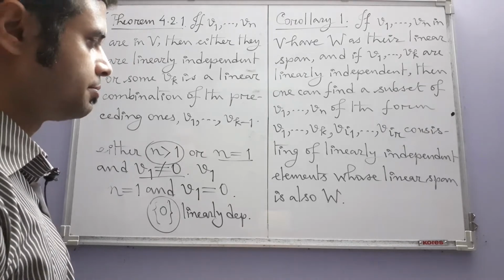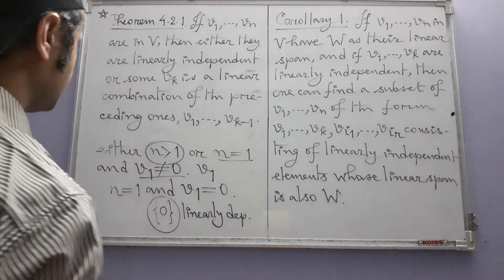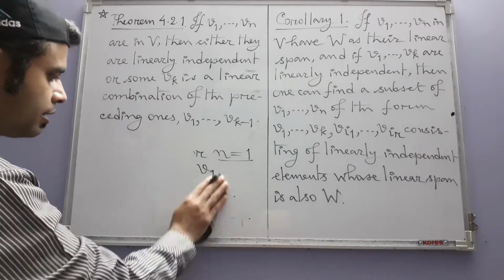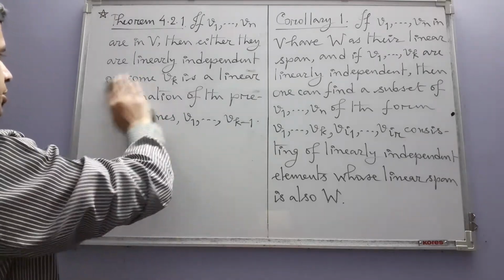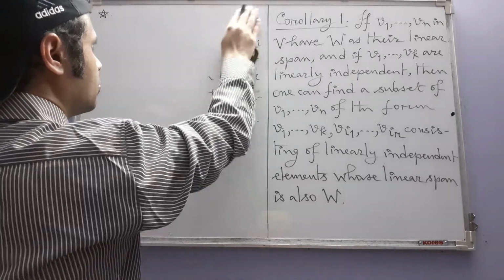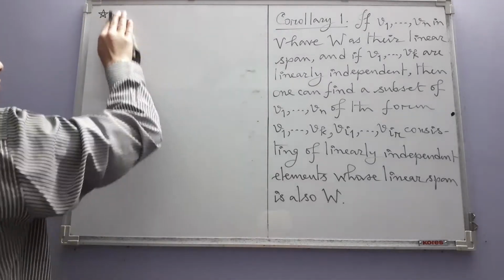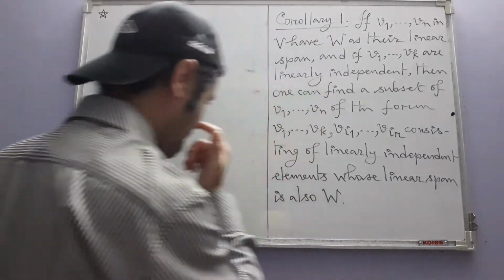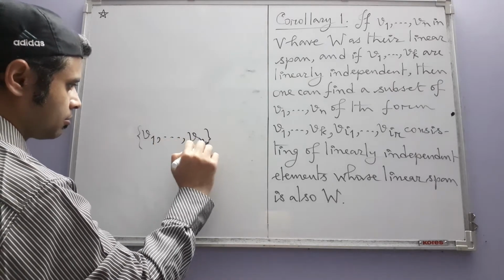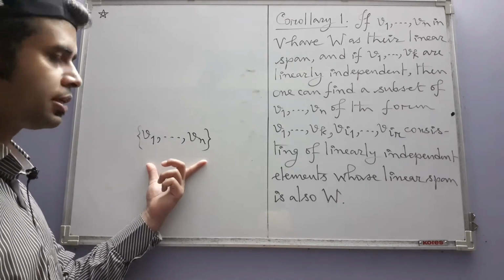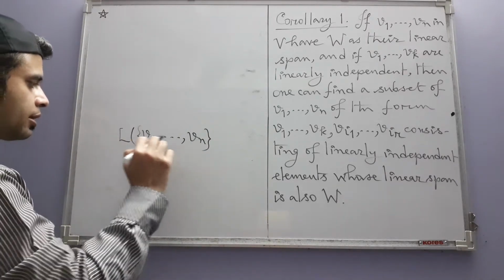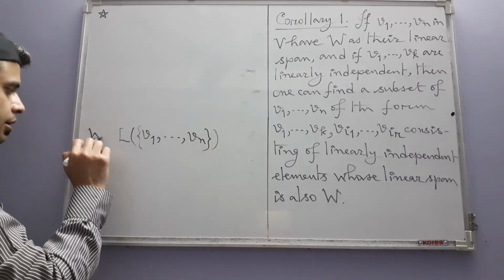Let us see what this statement is. This part we have seen, so we can wrap this up. Loosely speaking, a finite set of vectors is either linearly independent or some vector is a linear combination of the preceding ones. So we remember this. Now in this corollary, what we are saying is this: we are given a set of vectors which is a dependent set or an independent set. We are not saying anything like that. We are just given a set of such vectors whose linear span is being considered, and that linear span we are calling W.